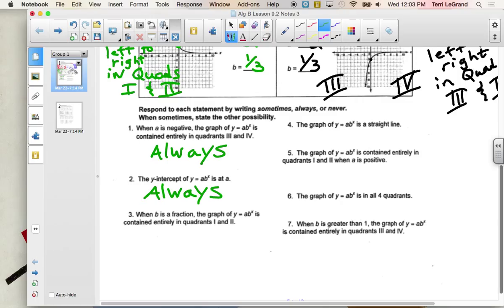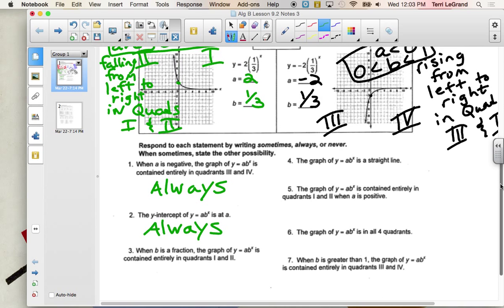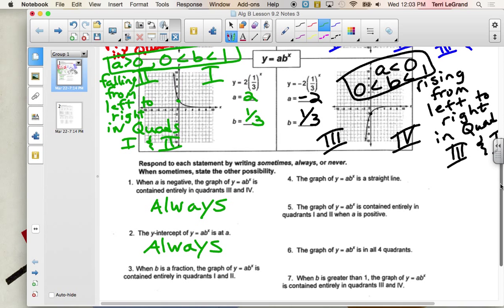Okay, number 3. When B is a fraction, in other words, B is between 0 and 1, the graph is contained entirely in quadrants 1 and 2. Sometimes. Go up there and see what happened. So here's our 2 where B is between 0 and 1. Oh, it's only sometimes, isn't it? We can't say always for that one. So why is this one in quadrants 3 and 4 then, instead of 1 and 2 like that one? Because the A is negative. Remember when the A was negative, it always puts it down in quadrants 3 and 4.